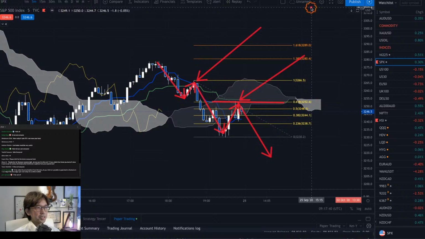So yeah, it is important to look for the bounce with the Kijun Sen and also the Fibonacci lines. That will be very powerful.